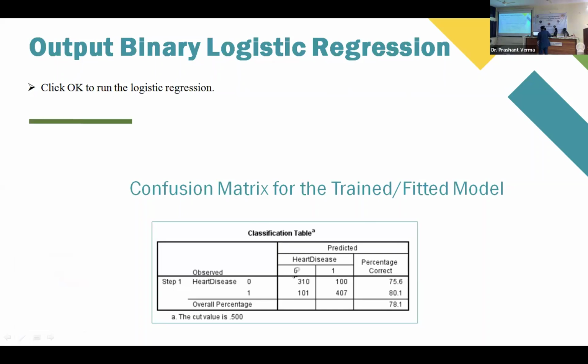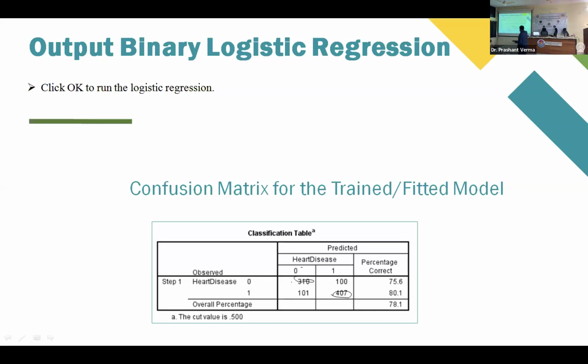Okay. So this diagonal part is the correct classification. Okay. Model said it's 0. Actually, it was 0. So this is the correct classification. This is the correct classification. So how will you measure it? The accuracy. Accuracy is given there. How will you measure it? We will add this correct classification and divide by the total number of the cases, and we see accuracy. We'll multiply by 100.